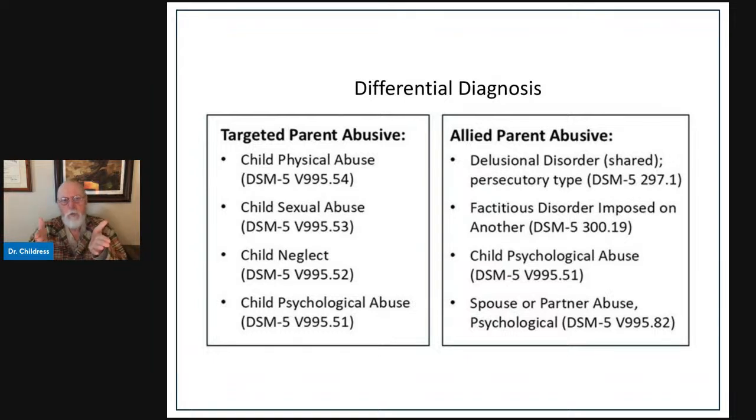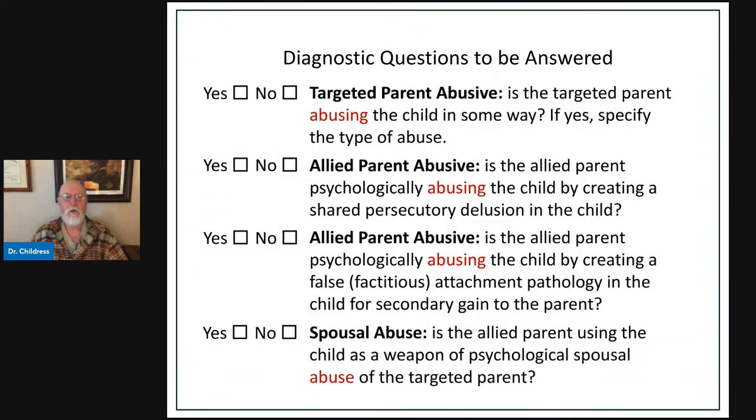Either one or both of those would result in a child psychological abuse diagnosis, and then the additional consideration of spouse or partner abuse, psychological, of the targeted parent by the allied parent using the child as a weapon. So that right there is the differential diagnoses of concern, and we need a proper assessment to see which one of those causal factors are creating the child's pathology.